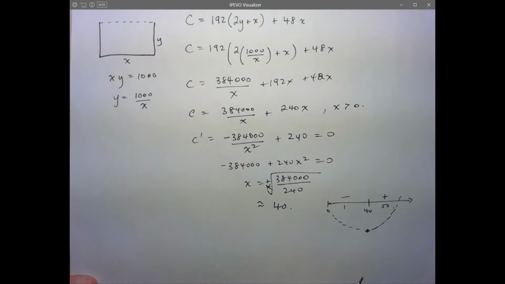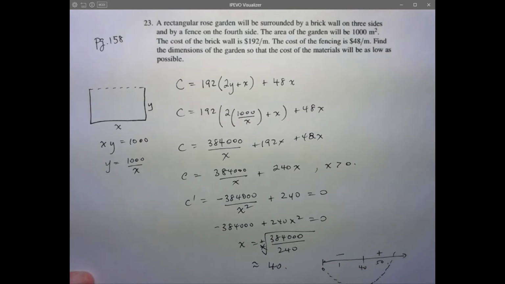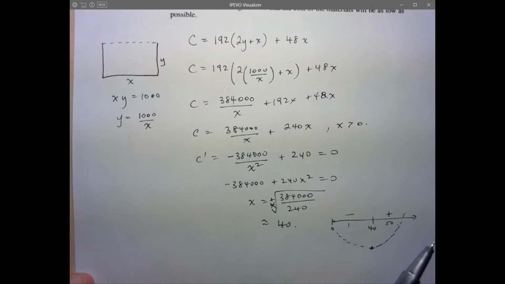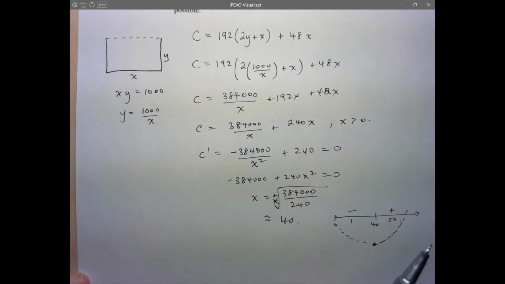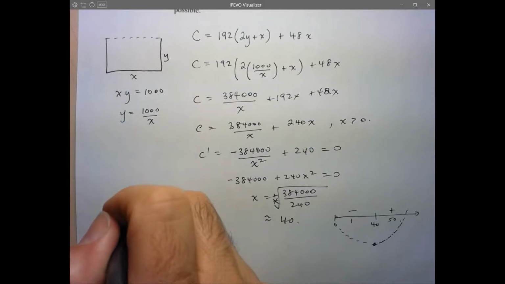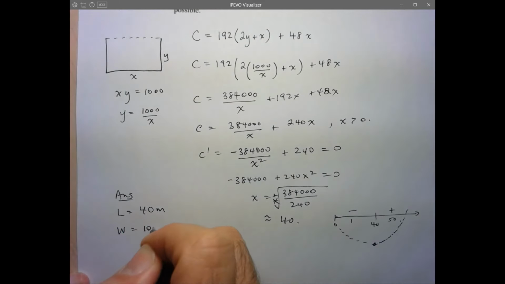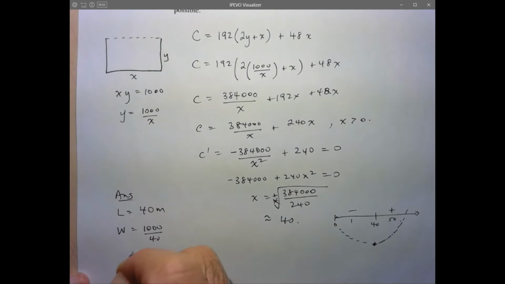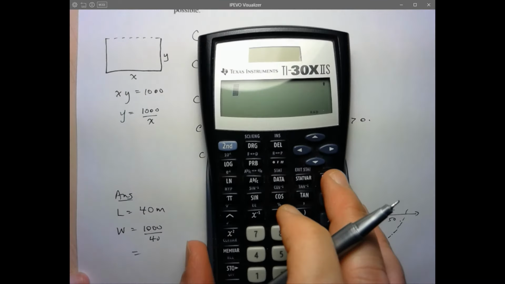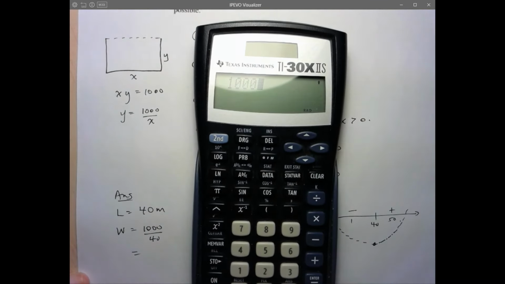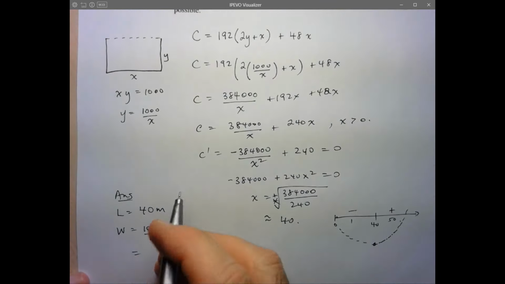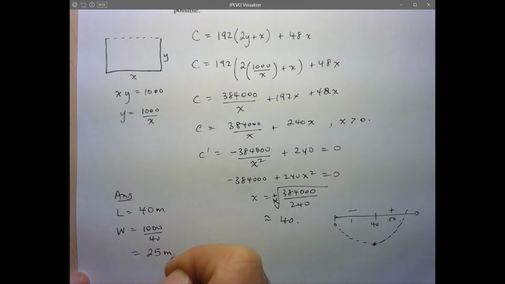Let's go back and see what they were looking for, and it looks like they were looking for the dimensions of the garden. So the dimensions would be, x here represents our length, so our length is just going to be 40 meters, and then our width is just going to be 1,000 divided by 40. We really should have done that in our heads: 25 meters.